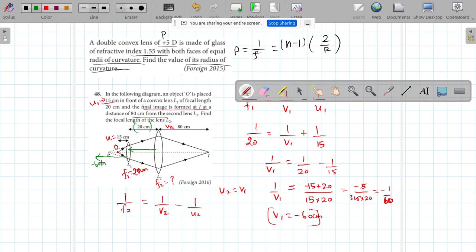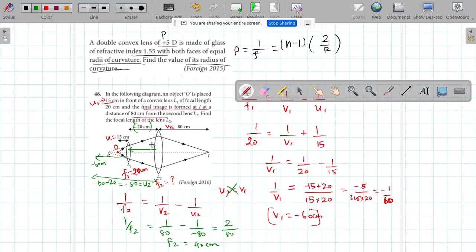Therefore the effective object distance, the total object distance from the lens L2 is 60, plus this 20, also negative. Therefore it is minus 80 centimeter. So this is our u2. So u2 equal to v1 is wrong. Therefore v2 is 80, 1 by 80 minus minus 80, therefore it is 2 divided by 80. 1 by f2, therefore f2 equals 40 centimeter.